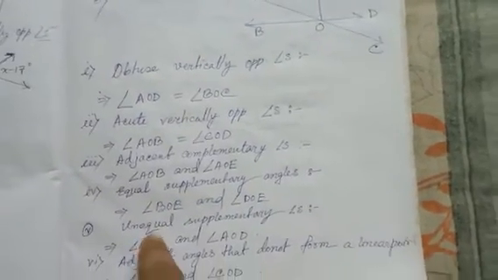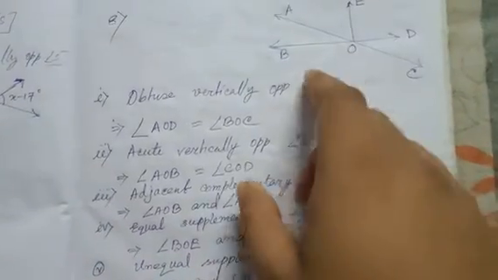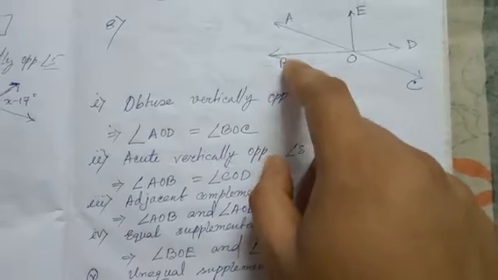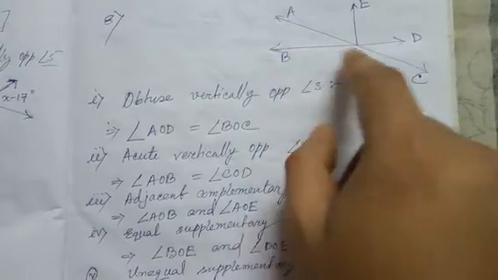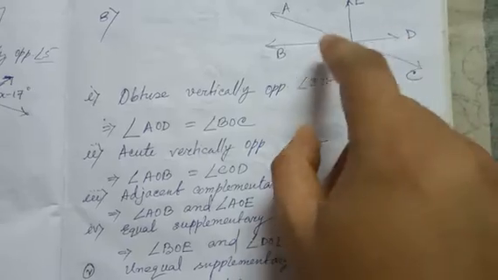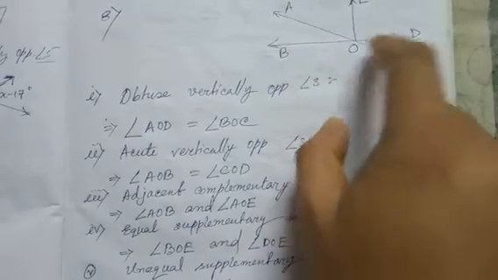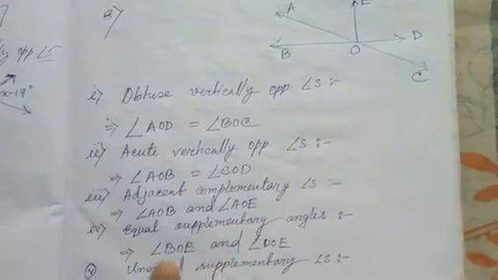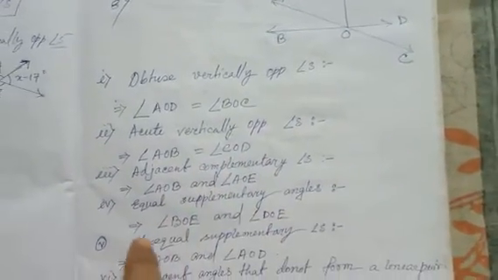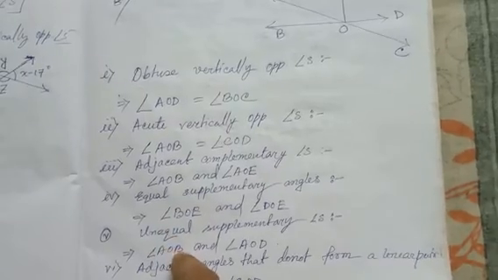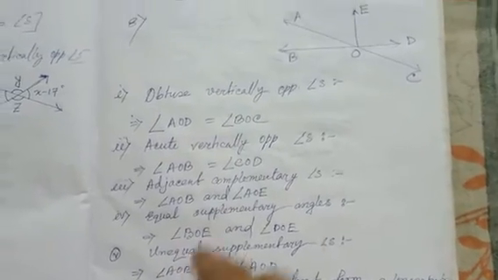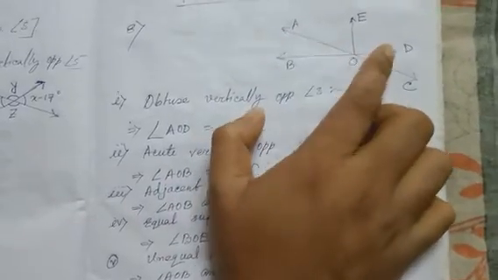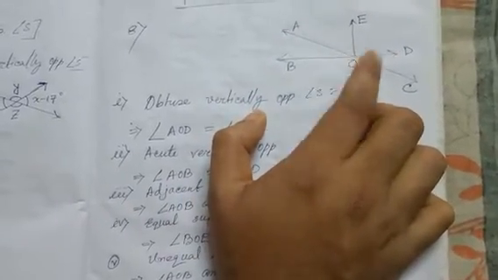Next is unequal supplementary angles. Unequal means not equal, and the sum will be 180 degrees. So here the sum of angle BOC and angle COD will be 180 but they are not equal to each other. Therefore angle BOC and angle COD are unequal supplementary angles. Here also angle AOB and angle AOD are unequal supplementary angles.